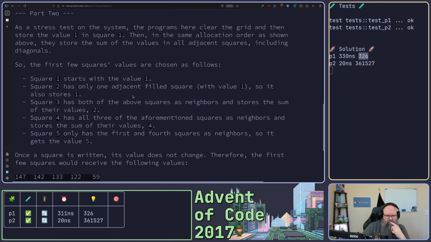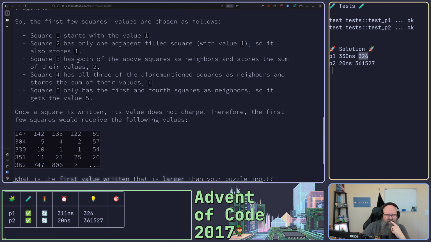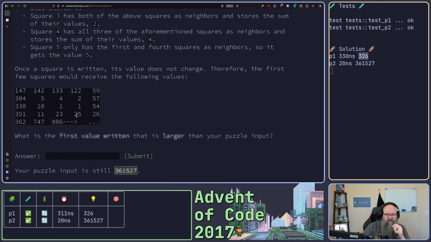Wait, what? This is square 3. So square 1 has a 1. Square 2's only adjacent is 1. Oh, because these two are 1, this is 1. And then this one's 4 because it's 1, 2, 3, 4. This one's 5 because it only has 4 and 1. This one's 10 because it has 5, 4, and 1. What is the first value written that is larger than your puzzle input?